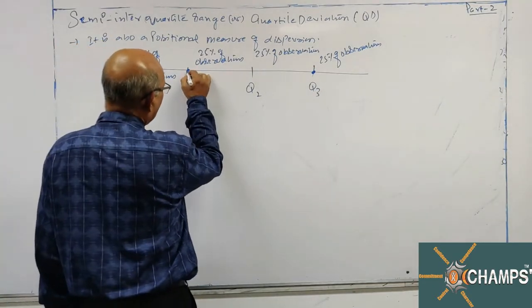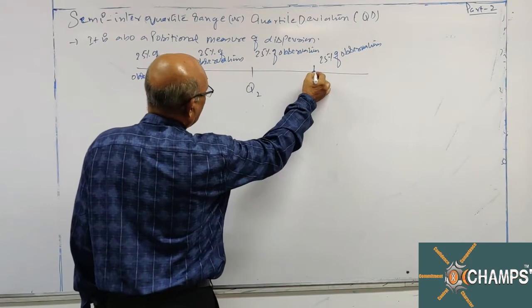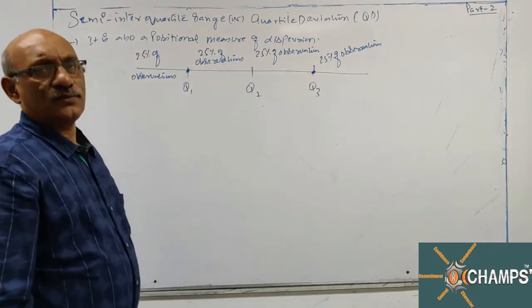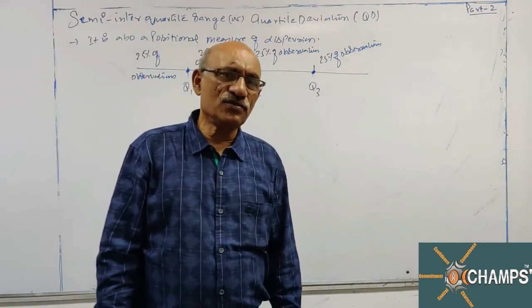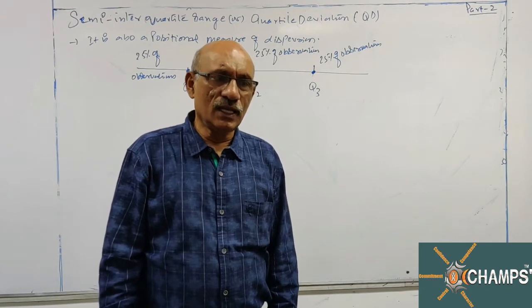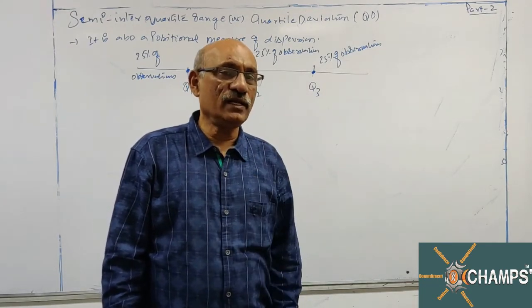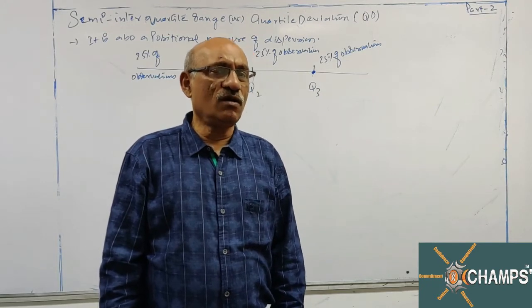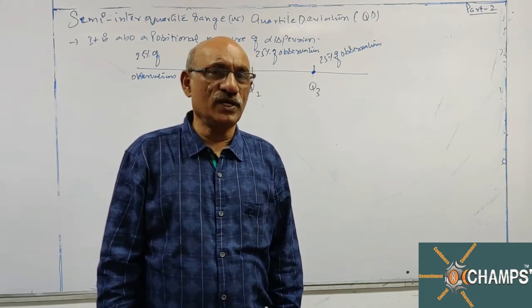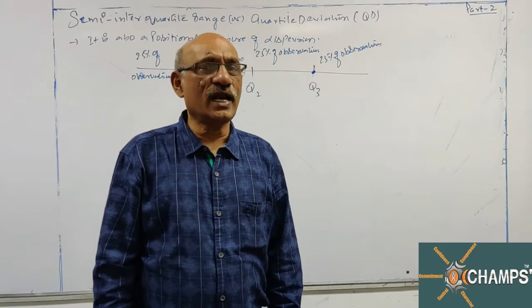So the measure of dispersion which is based on the values of Q1 and Q3 is known as quartile deviation. Again I am repeating this point. The measure of dispersion which is based on the values of Q1 and Q3 is known as quartile deviation.